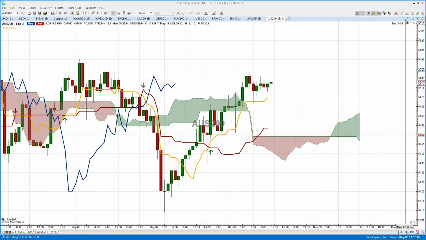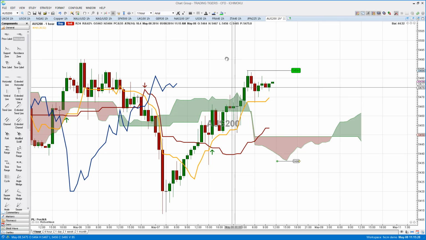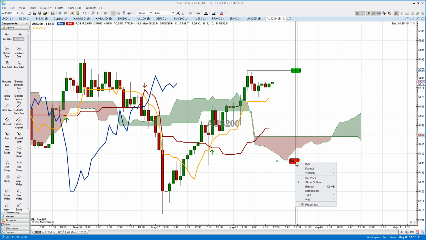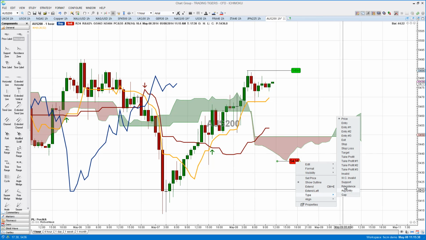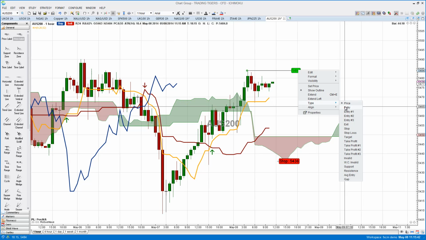Let's get our tools set up. Put it there. This is where I'm taking my long position on the Oz 200, a 1 hour, which is a CFD. I need to re-emphasize this. Let's just double confirm this so you can see it more clearly. Stop, and we put our entry here.